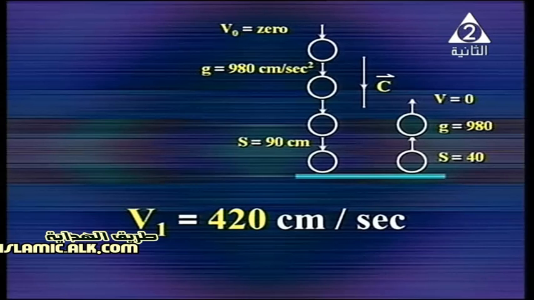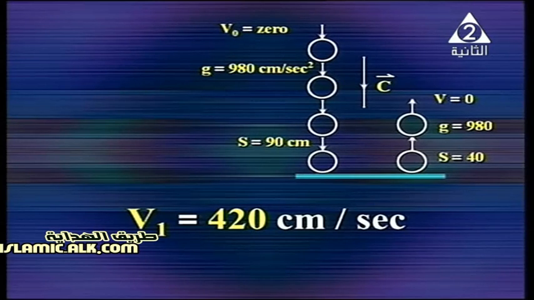Remember, dear student, we have two motions, down and up. When the rubber ball falls, the final velocity, when it reaches the horizontal surface, is 420 centimeter per second. But when it starts from the fall, V naught or initial velocity equals 0. After that, the rubber ball rebounds up with velocity 420 as initial velocity, to reach the distance of 40 centimeter with gravity 980 centimeter per second squared, and the final velocity is equal to 0. V equals 0.